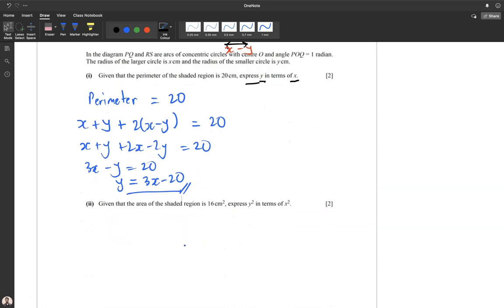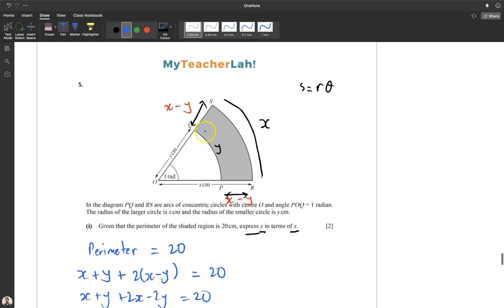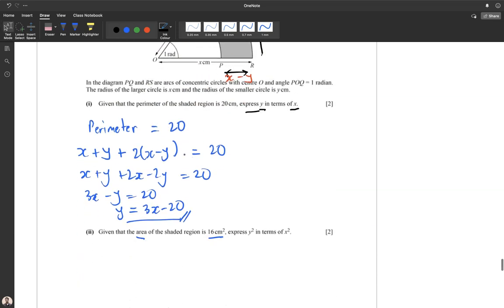Okay, so the next one is, given the area of the shaded region is 16, express y squared in terms of x squared. This time it's the shaded region's area. Okay, so let's look at it. If you look at this carefully, the shaded area can be found by taking the large area minus the small area of the sector. That's what I'm going to do.